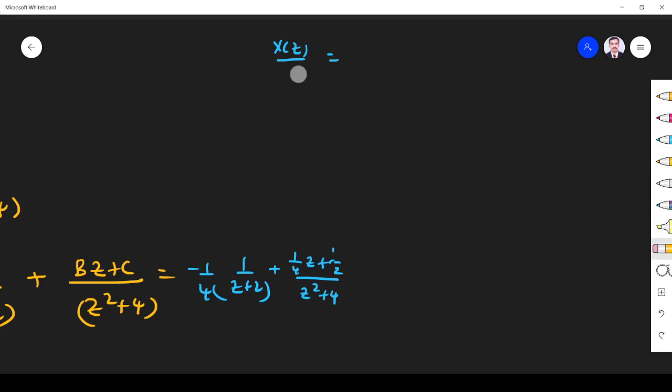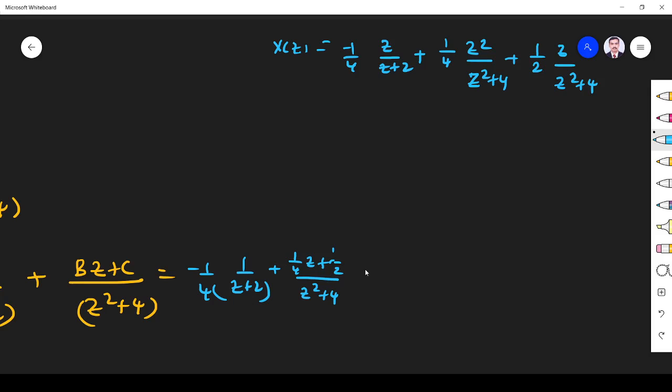Again, I told we have to find the inverse transform of x of z only. I bring this z this side. So minus 1 by 4 z by z plus 2, plus 1 by 4 into z square. Fine. So I write as z square. I split the numerator. So z square plus 4, plus 1 by 2 is there. So it is 1 by 2 z divided by z square plus 4. I split this one. It is split as 1 by 4 z divided by z square plus 4 multiplied by z. So it is z square. Similarly, I split this, 1 by 2, 1 by 2 by z square plus 4. I multiply this z here.